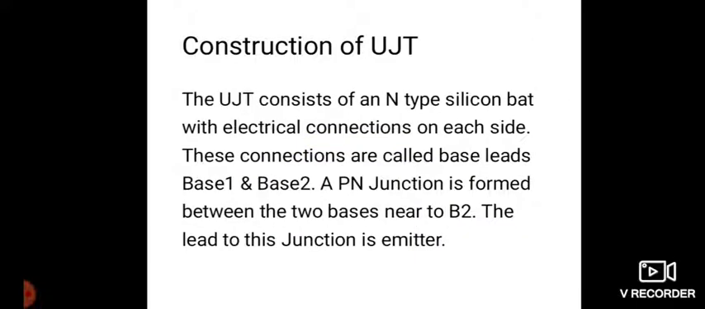Then construction of UJT. The UJT consists of an N type silicon bar with electrical connections on each side. These connections are called base leads, base 1 and base 2. A PN junction is formed between the two bases, near to B2. The lead to this junction is the emitter. See this diagram.